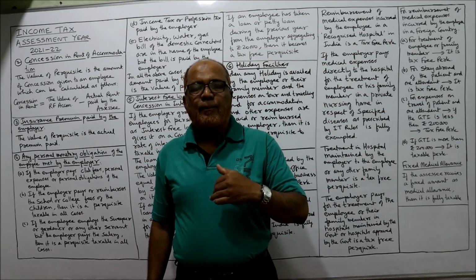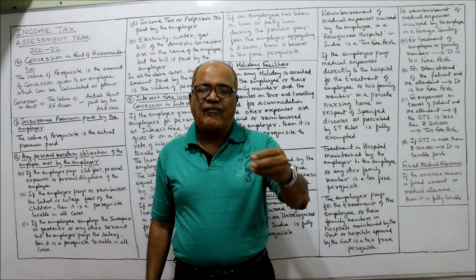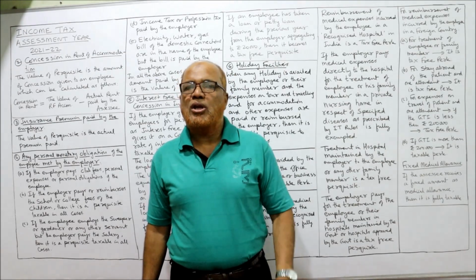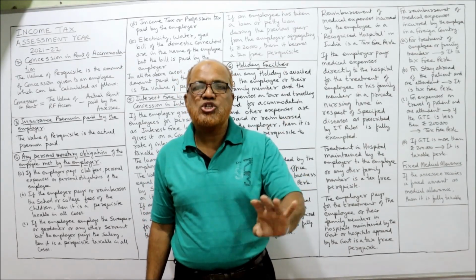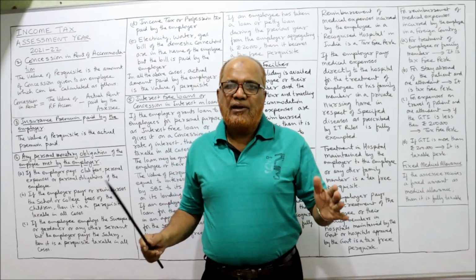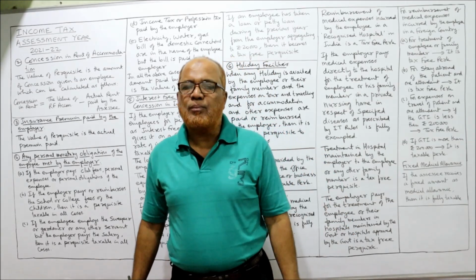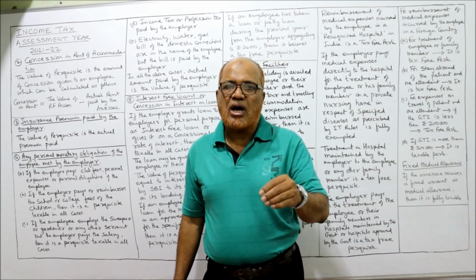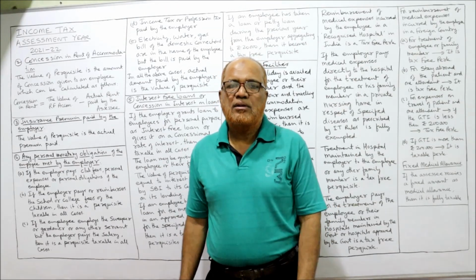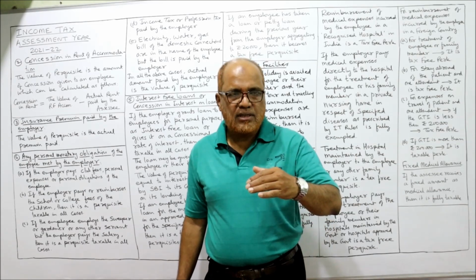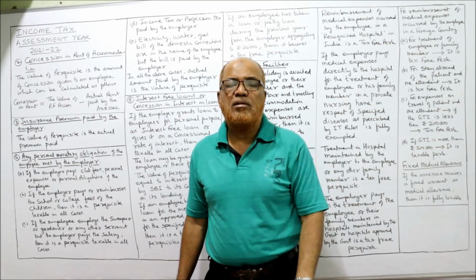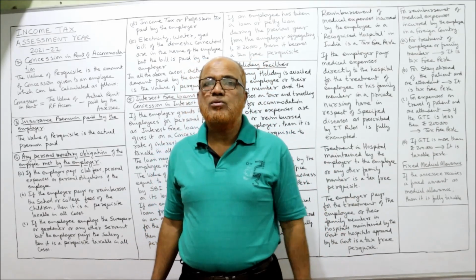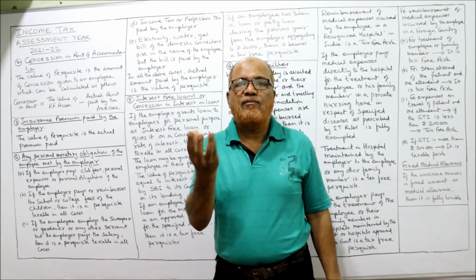First of all, an employer may give rent-free accommodation. Sometimes the employer will give the accommodation not rent-free, but at a concessional rate. Example, a flat whose rental value is, suppose, 30,000 per month, but the employer is charging only 5,000. This is called concession, that means the accommodation is given at a concessional rate. So the rental value is 30,000, but the employer is charging only 5,000.